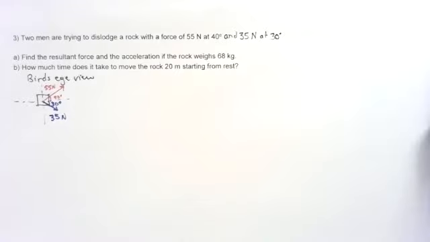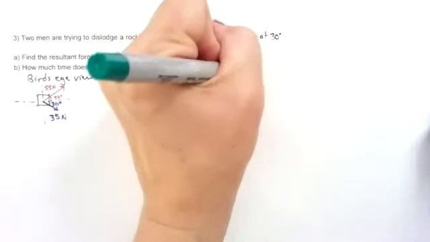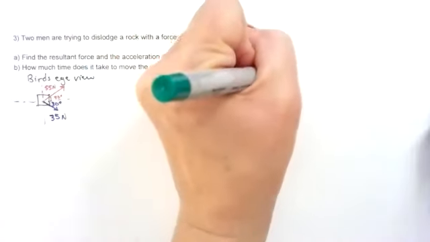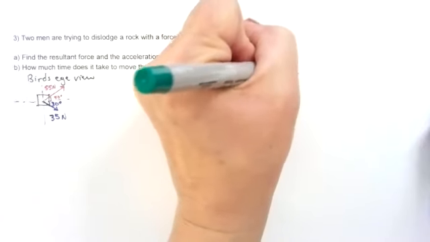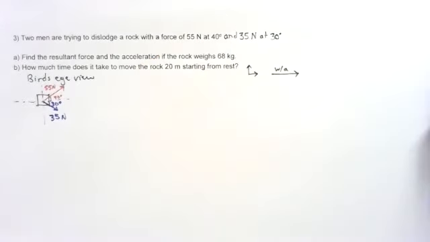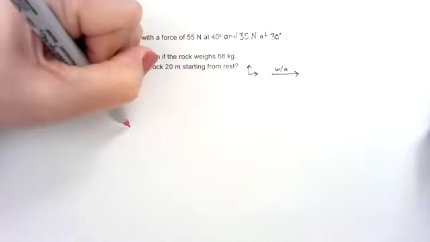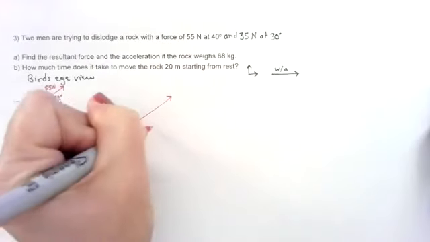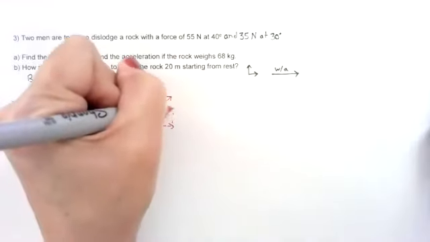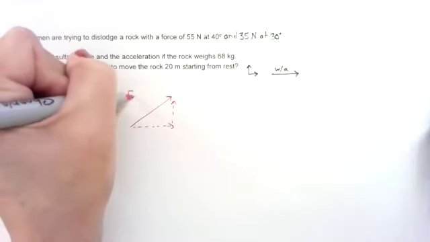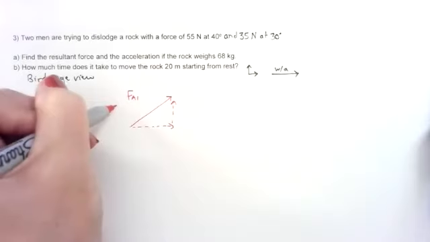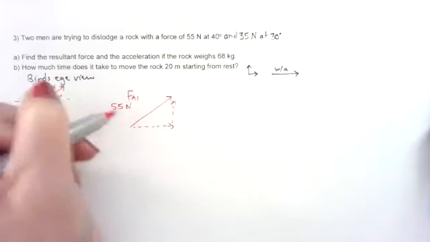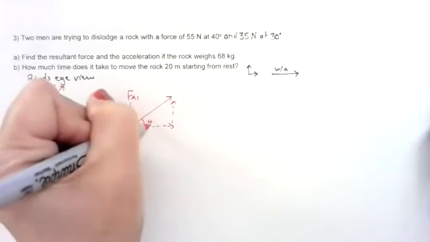So I'm going to have motion. So let's go with this coordinate system. Say my motion is this way with acceleration. So I'm going to redraw these vectors nice and big. So let's do our 55 here. We'll call this force applied 1, and it's 55 newtons at a 40 degree angle.